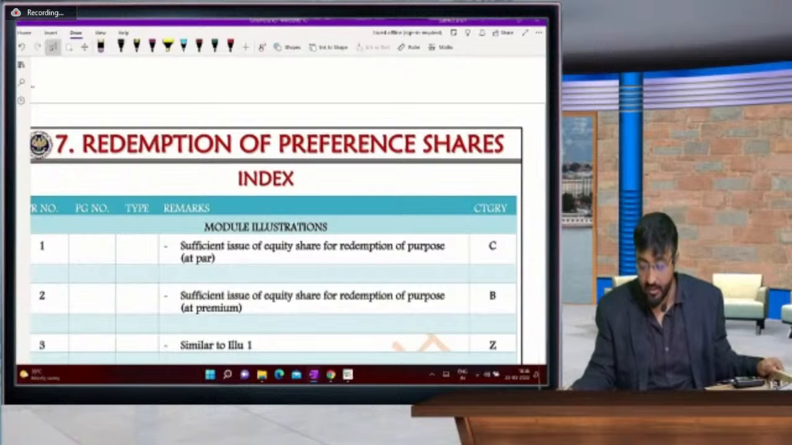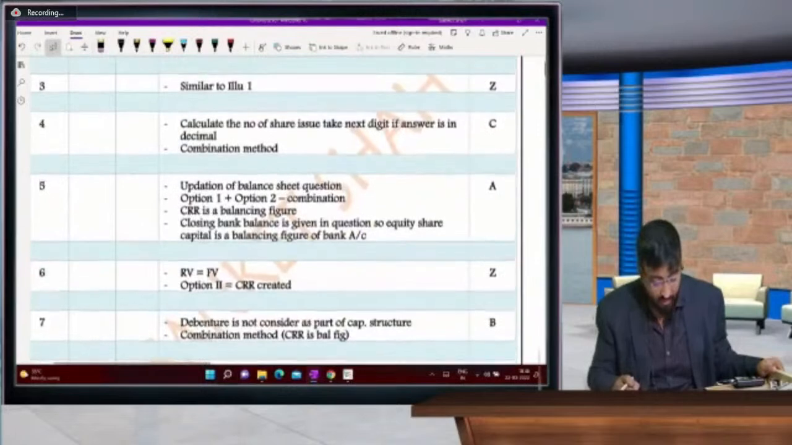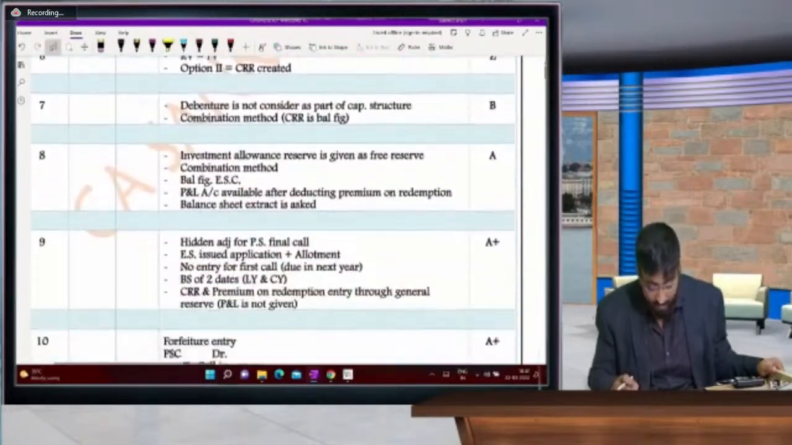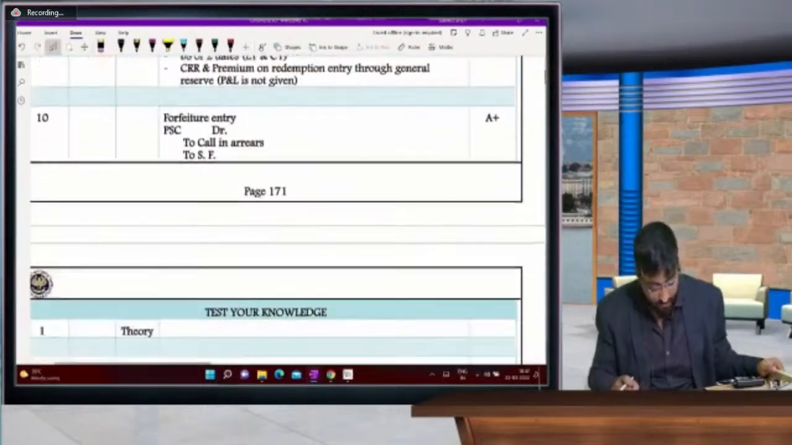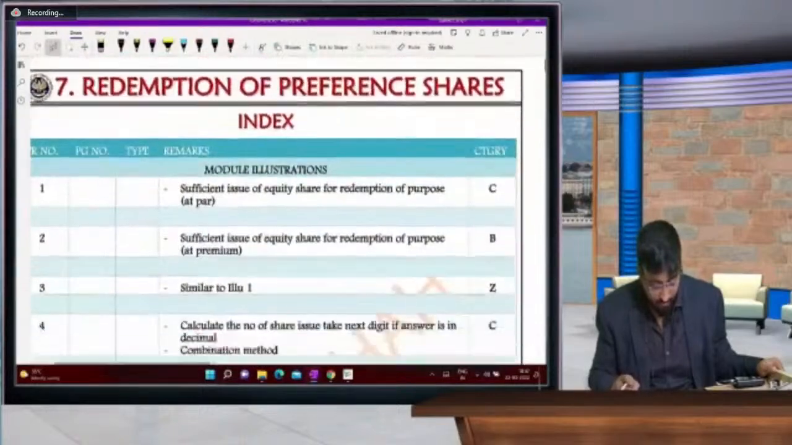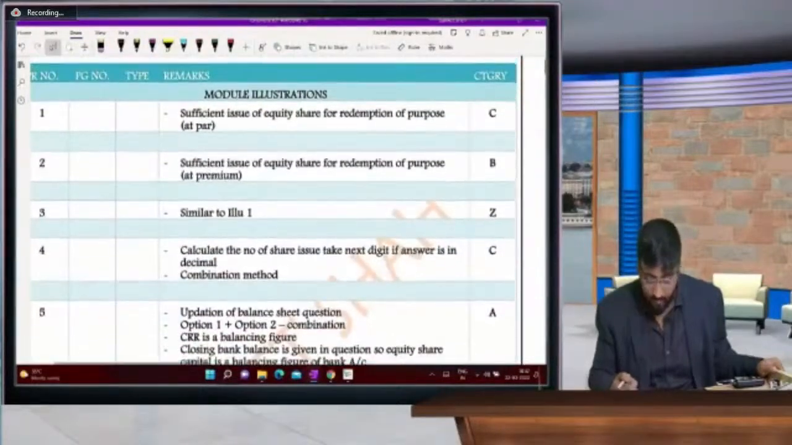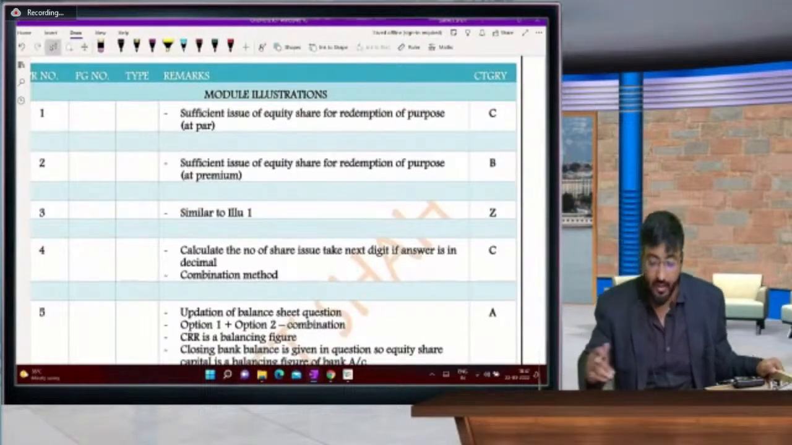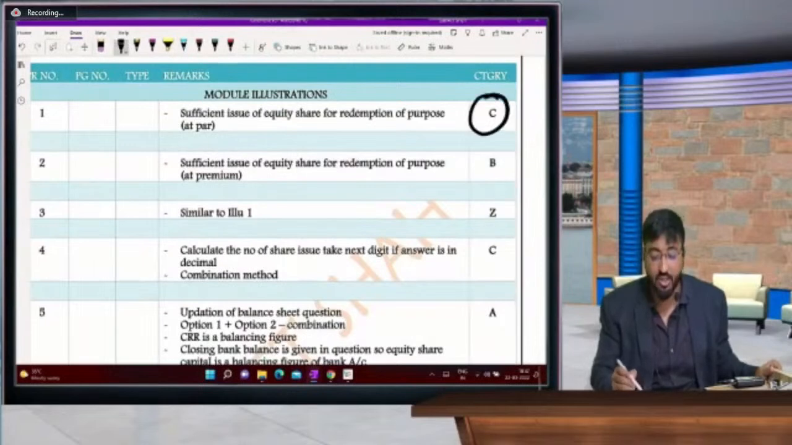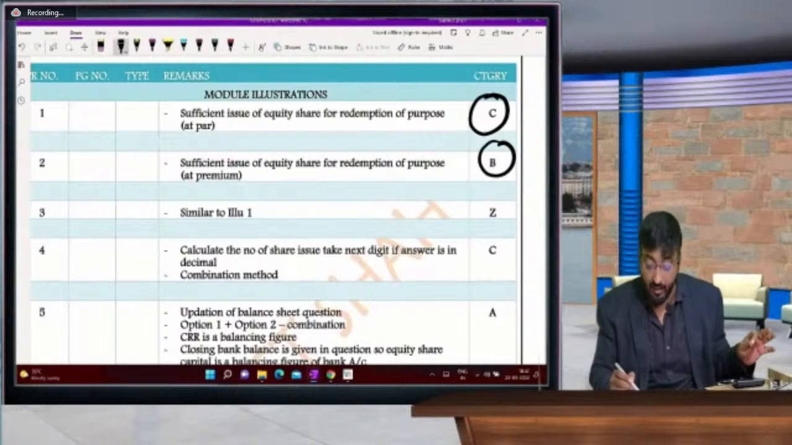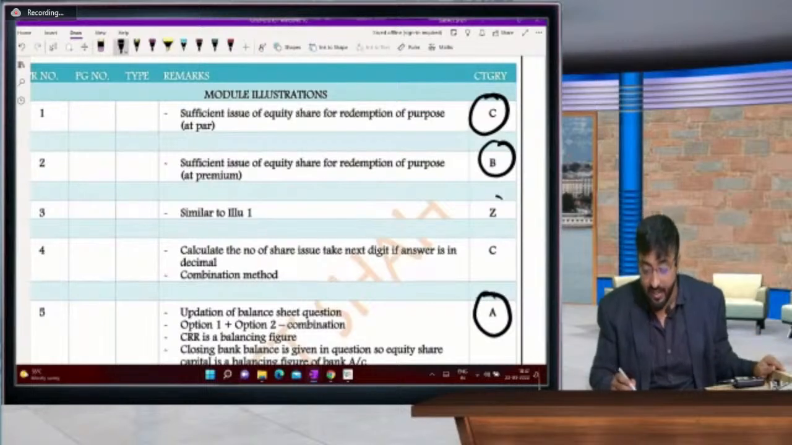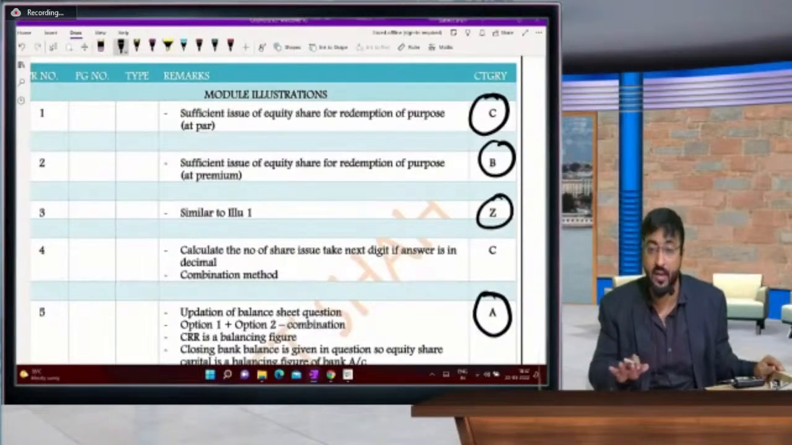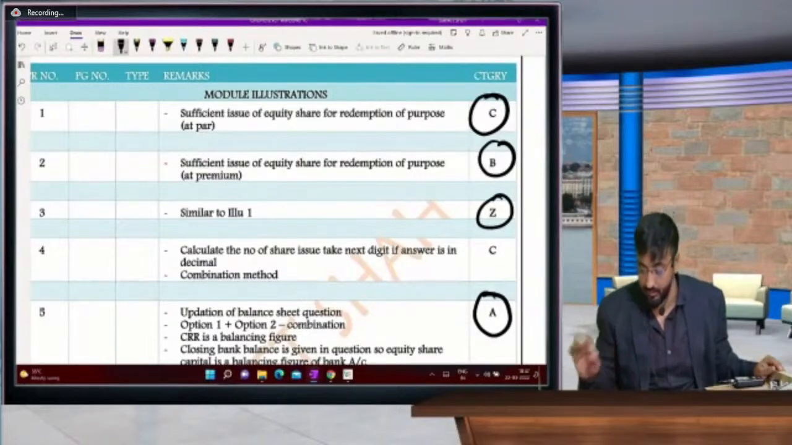If questions are of C category, B category, Z category, I think the A category question is 5th number. 8, 9, I'm going to take it. Don't worry. Chalo. Categories of index. Now see, C category question means very easy questions. B, slightly difficult. A, best questions. Z category, lowest category, faltu questions.